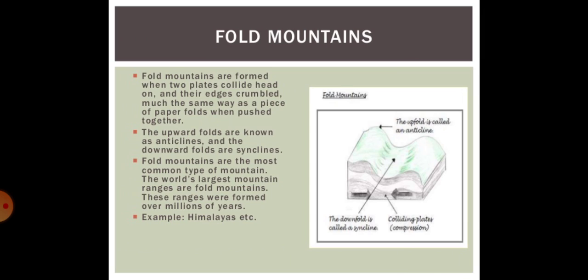The upward folds are known as anticlines and the downward folds are synclines. Some examples of fold mountains include the Himalayan mountains in Asia, the Alps in Europe, the Andes in South America, the Rockies in North America, and the Urals in Russia. The Himalayan mountains were formed when India crashed into Asia and pushed up the tallest mountain range on the continent.